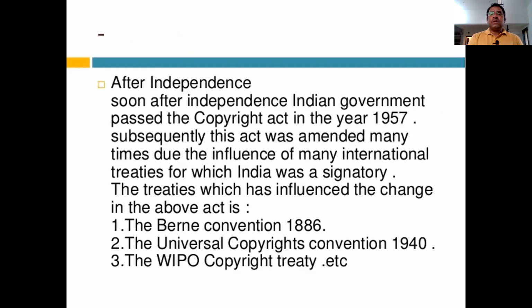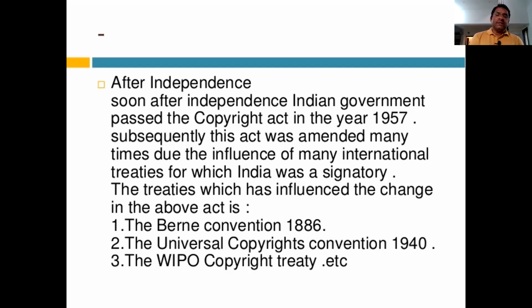Now, what is the position after independence? Soon after independence, the Indian government passed the Copyright Act in the year 1957. Subsequently, this act was amended many times due to the influence of many international treaties for which India was a signatory. The treaties which influenced the change are the Berne Convention 1886, the Universal Copyright Convention 1940, the WIPO, that is World Intellectual Property Organization Copyright Treaty, etc.